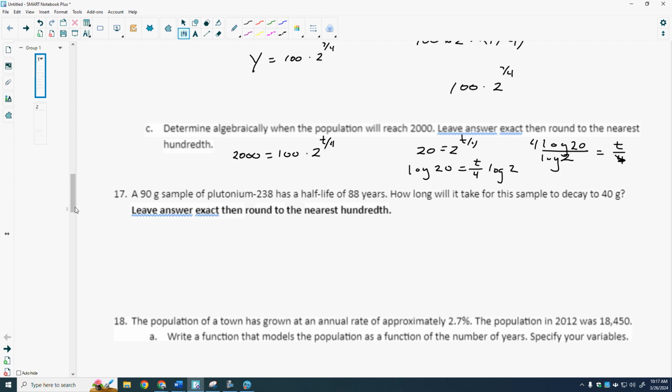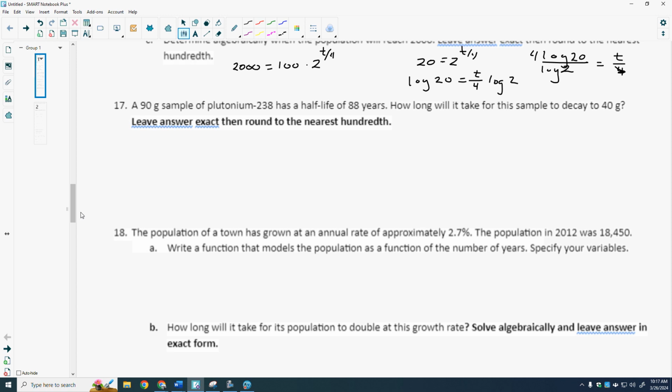Question 17. Sample population of plutonium-238 has a half-life of 88 years. Basic exponential growth. Y equals A times B to the X. 90-gram sample, that's my starting amount. The 238 means nothing, it's part of the name. My half-life says my growth rate is 1/2, and it takes 88 years to cut in half, so this is going to be T or X over 88. How long will it take for this to go to 40?